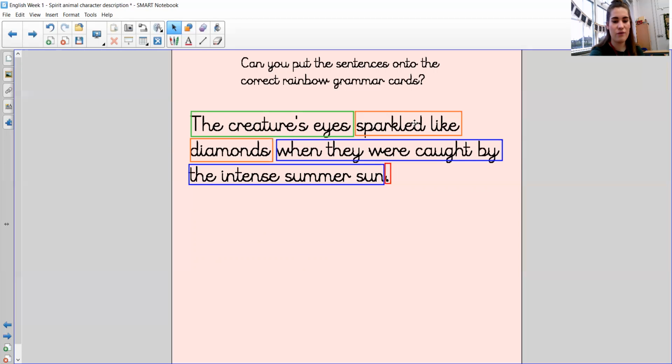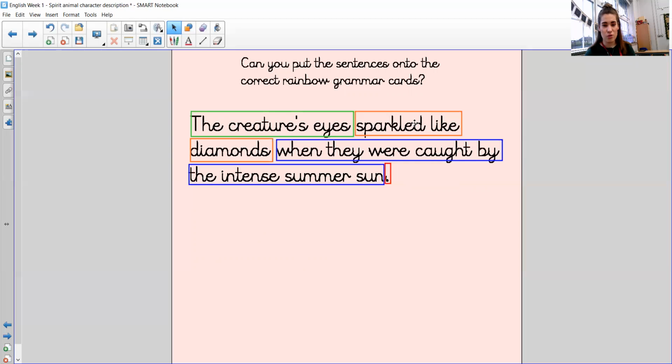Now, I could have ended the sentence there. The creature's eyes sparkled like diamonds, full stop. That would have made sense, but I've used a subordinate clause to add a bit of extra information about the creature's eyes. So I said, when they were caught by the intense summer sun. This is in blue because this is our subordinate clause. I can check it's a subordinate clause because it's adding extra information about the subject. Yep, it's adding extra information about the eyes.